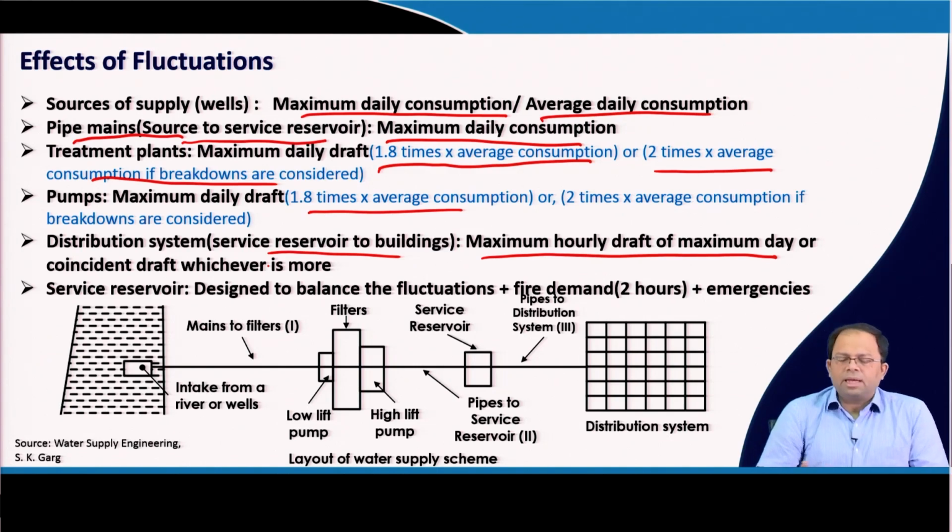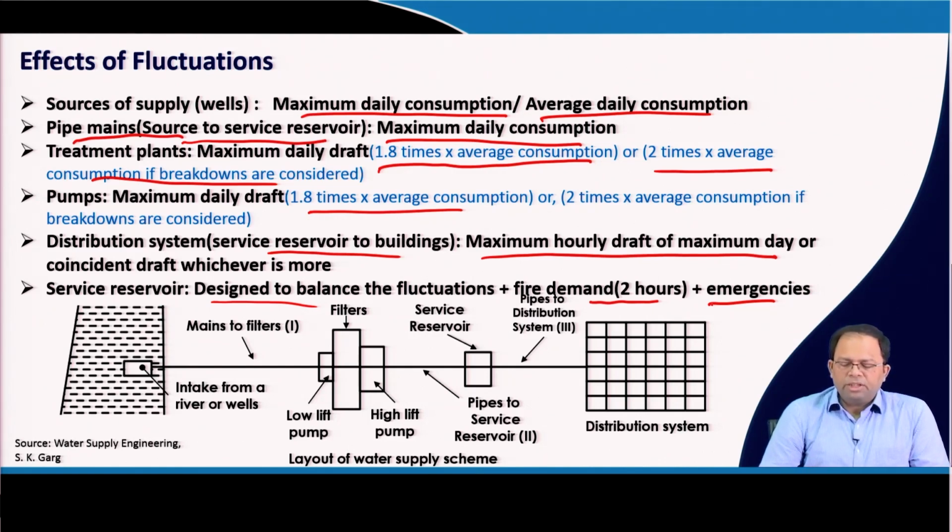We will discuss that in later chapters. You can see that in this particular pipeline, maximum hourly draft of maximum day or coincident draft, whichever is more, is actually taken. This service reservoir is basically designed to balance the fluctuation, so the service reservoir size is based on fire demand for 2 hours plus emergencies, breakdowns and all. For the service reservoir, we consider these variations in fluctuations, plus fire demand if we have to meet it, and then emergencies. All these things have to be considered when we determine the size of the service reservoir. This we will explain in detail in a later lecture.